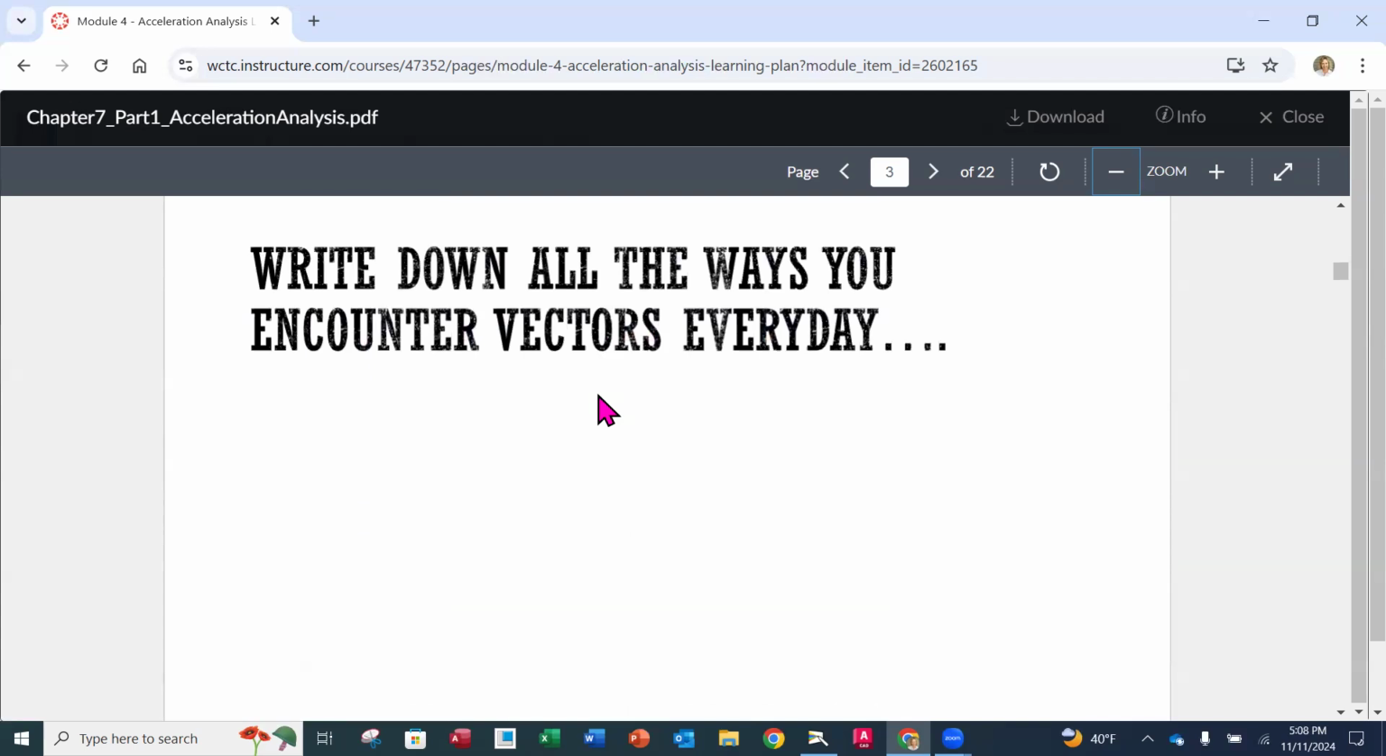But what I did want you to do is, as we're going to be looking more and more, and we're going to continue to look at vectors, I'd like you to just make a short list. I'm going to give you a minute to write down all the ways that you encounter vectors on an everyday basis. Where are vectors around you in everyday life? And we're going to generate a list together, if you would.